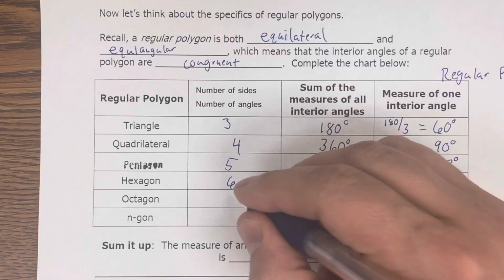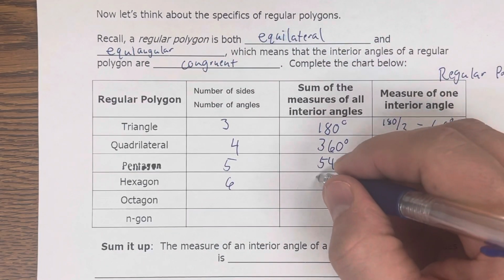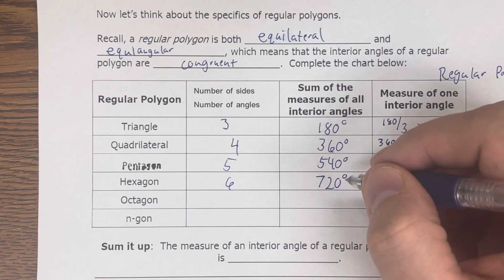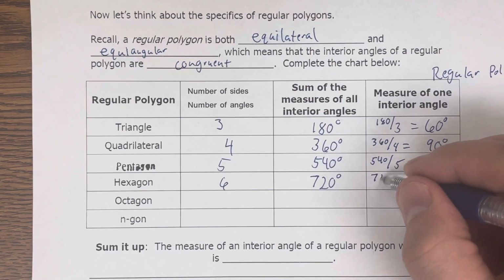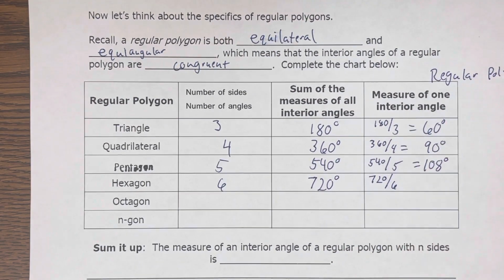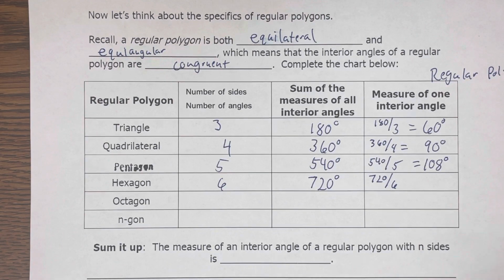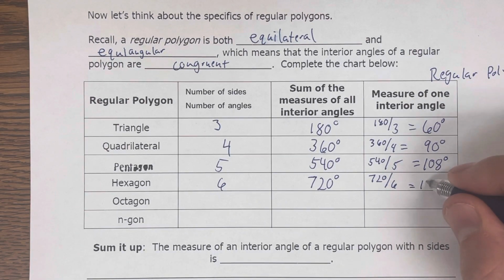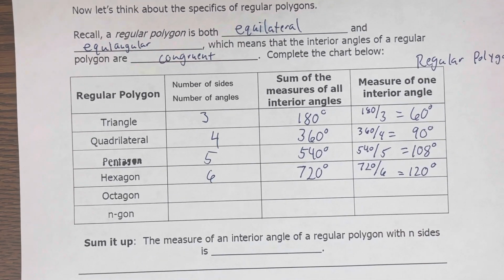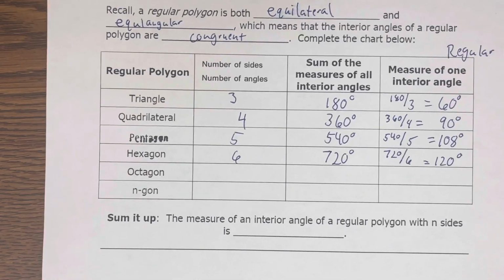Hexagon, 6 sides. We said that the hexagon sum of the angles was 720. Okay, so we'd take 720 divided by 6, and 720 divided by 6 is 120 degrees. So each angle of a regular hexagon would be 120 degrees.